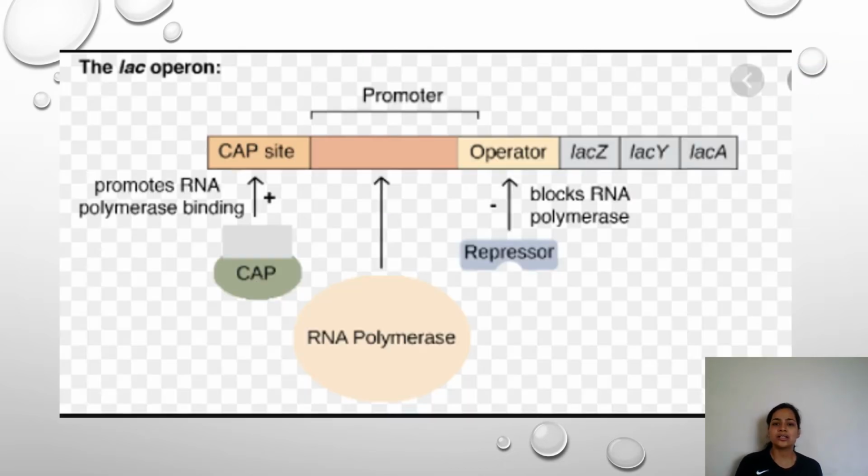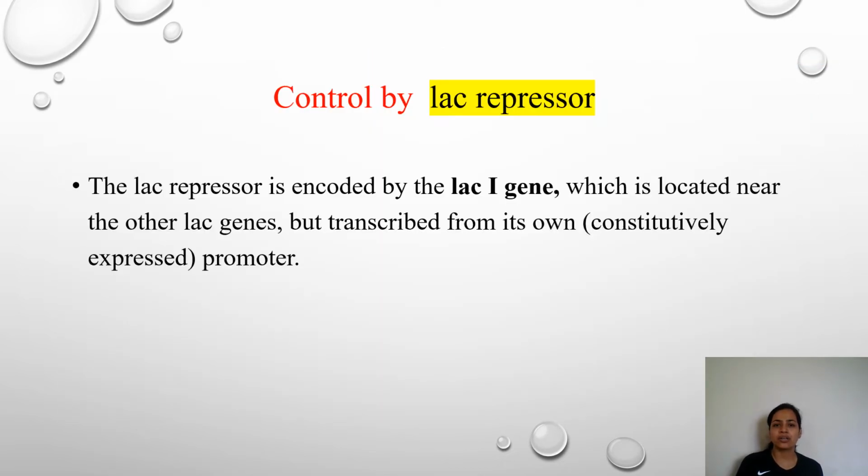Okay, first let us try to understand the control by the Lac repressor. This is an example of which type of control? A negative control. Okay, this is a negative control example.